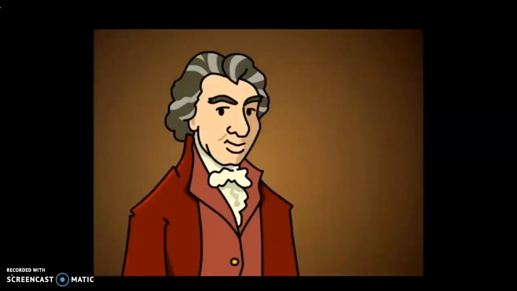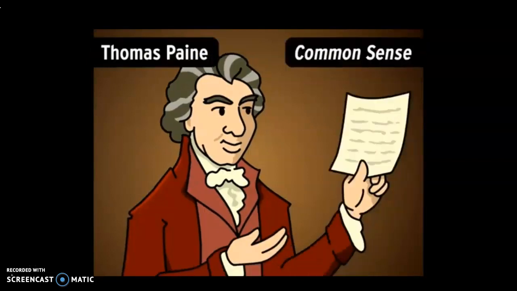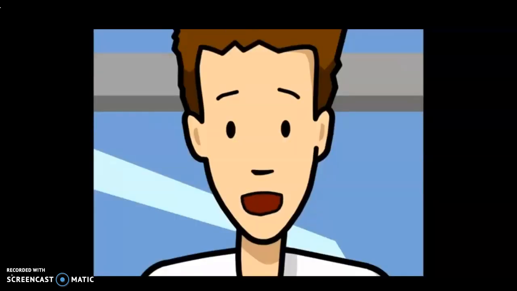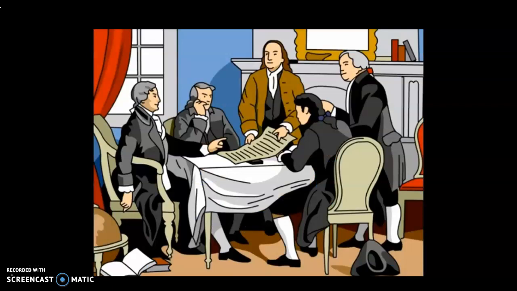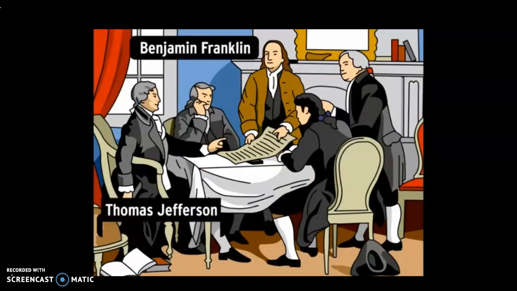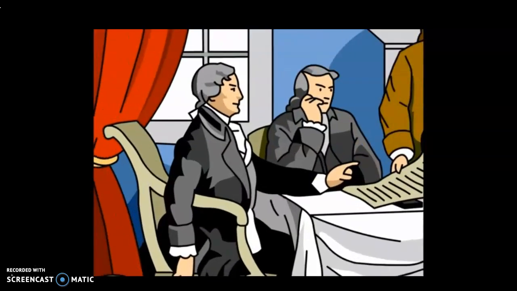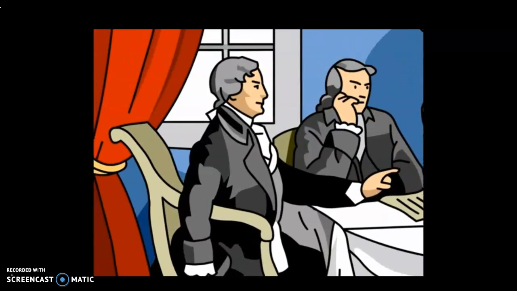Then in January of 1776, Thomas Paine's pamphlet, Common Sense, came out. He argued that since the colonies got nothing out of their relationship with England, it was common sense to become independent. His forceful argument won over a lot of people. In June of 1776, a declaration committee of the Second Continental Congress drafted a statement of independence from Britain. The Declaration Committee included Thomas Jefferson, Benjamin Franklin, John Adams, Roger Sherman, and Robert R. Livingston. Jefferson was chosen to write the first draft.